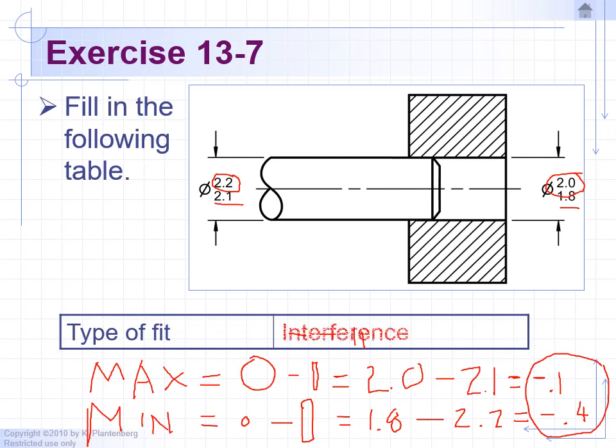Okay, so interference will be our relationship. The hole is always smaller than the shaft.